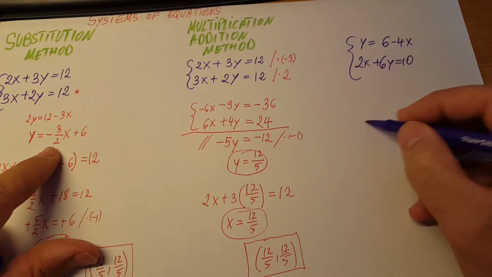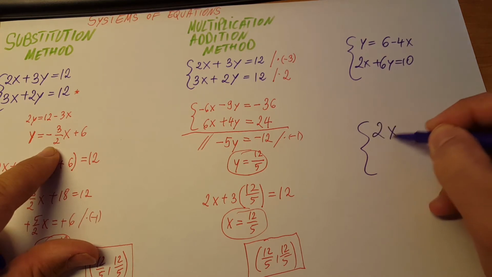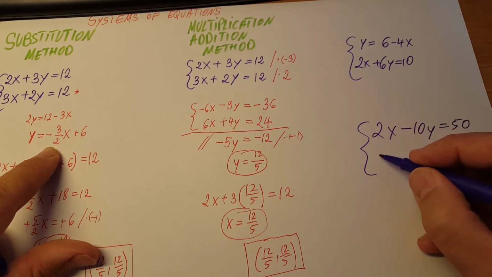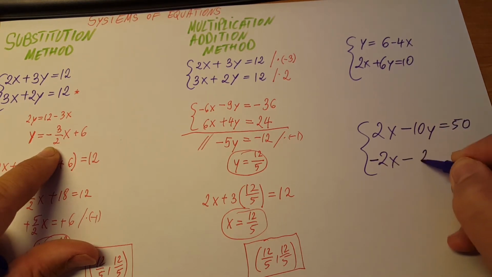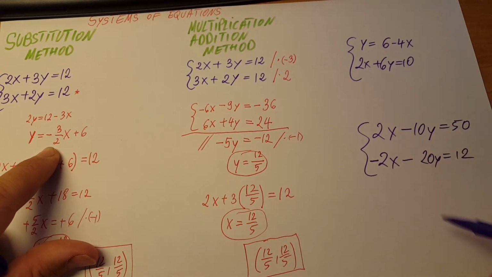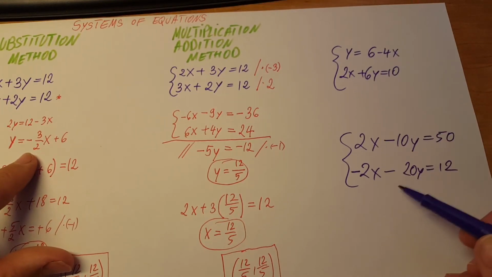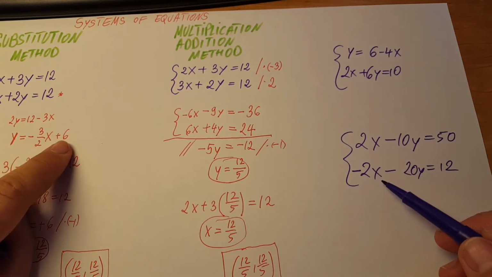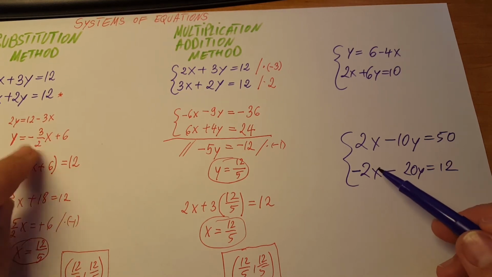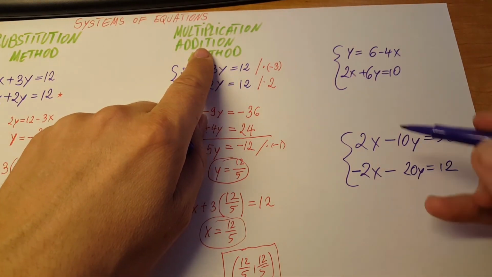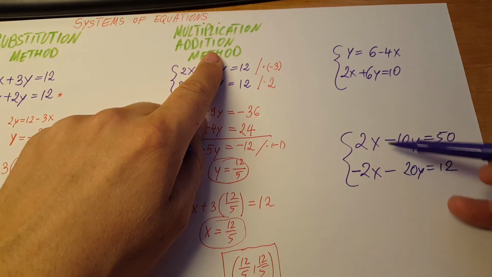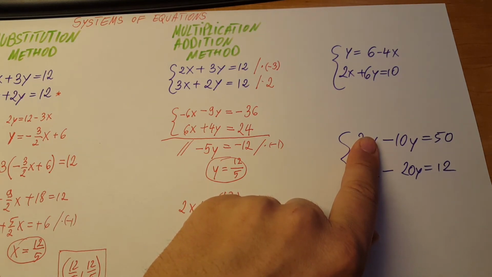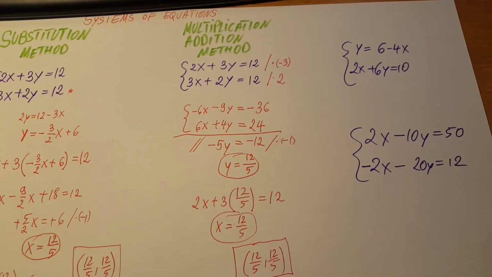Now, if we have a system that looks like this, 2x minus 10y equals 50, negative 2x minus 20y equals 12. Now here we can see that there's no reason to use the substitution method, because you have to work on getting one of the equations into this form. So it's much better to use this method, because if we add these two equations together, the x will fall out and we have the y. So that's basically how you would choose.